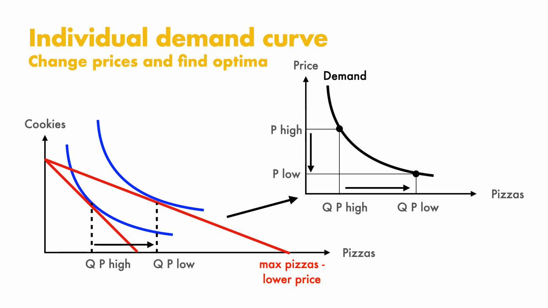You can also see that the optimum quantity of cookies changes when you change the price of pizza. All markets are connected. The way I have drawn the second higher indifference curve, reducing the price of pizza leads to a slight increase in the demand for cookies as well. This means that the demand curve for cookies that isn't shown here moves to the right. More cookies are demanded at the same cookie price.